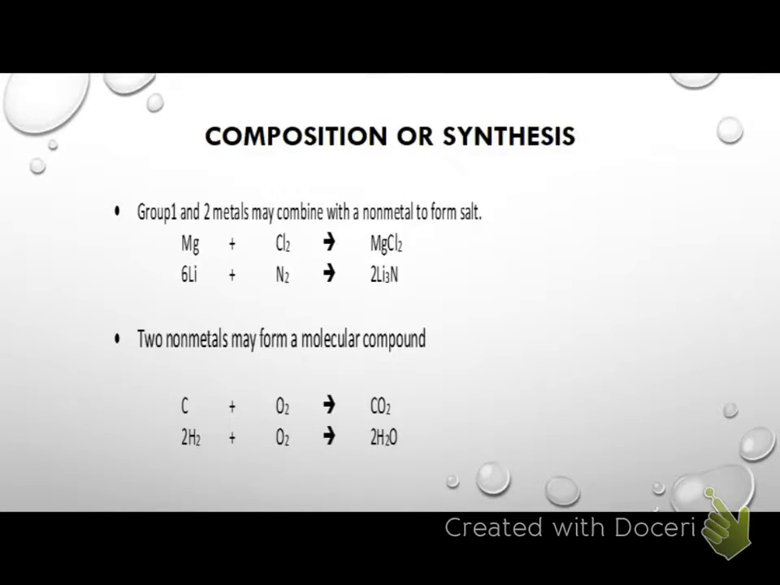First one is the very simple one of group 1 and 2 metals will combine with a non-metal to form a salt. Okay? And when we say a salt, we don't just mean sodium chloride. A salt is a class of compounds. Basically, any of the ionic compounds can be considered a salt. So then you're just going to put them together and match up their charges just like you normally would.